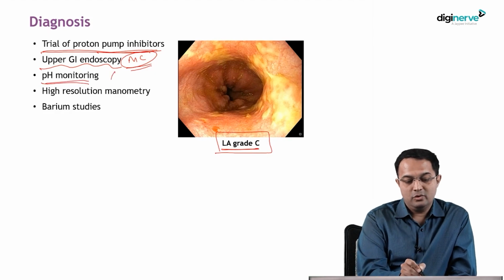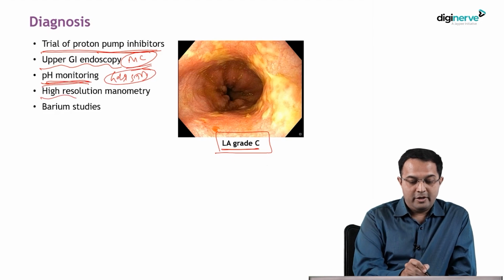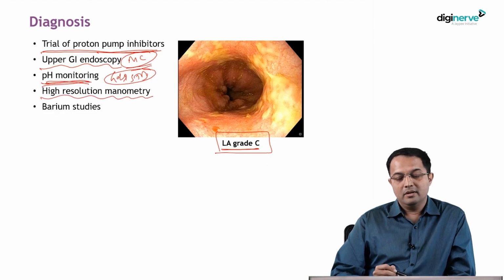pH monitoring, this is the gold standard. What is the gold standard investigation for GERD? It is pH monitoring. I just told you about that. High resolution manometry, because sometimes the patient can have associated disorders.